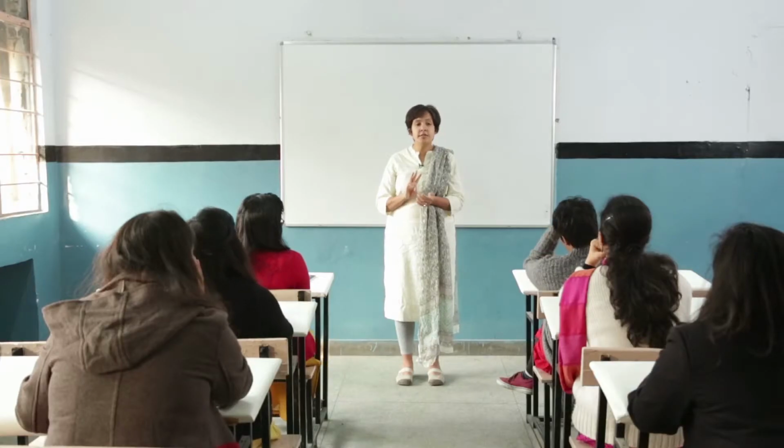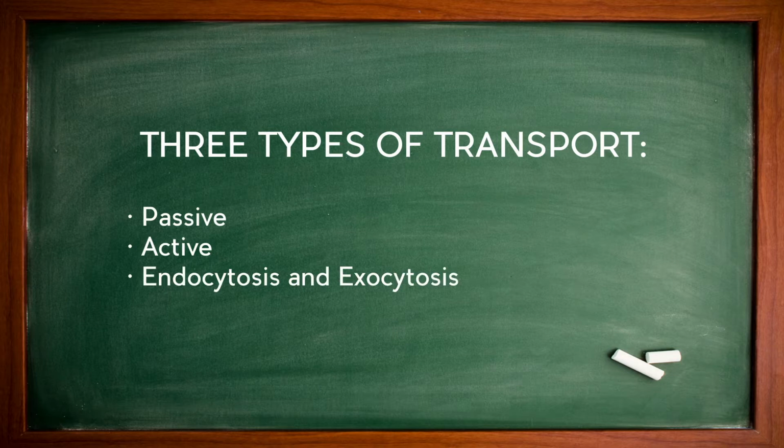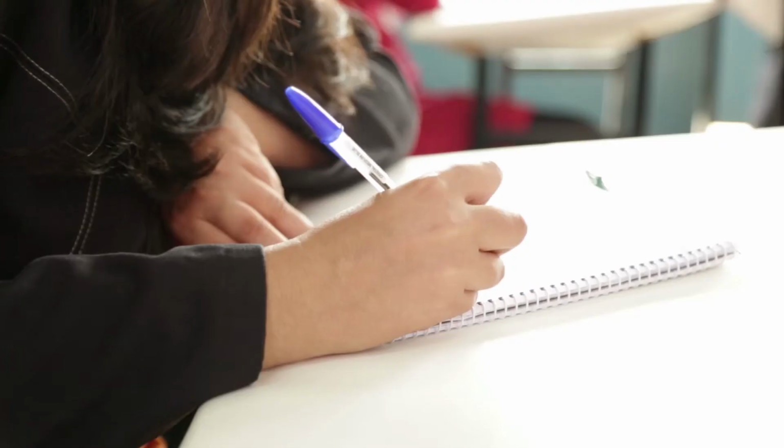We're going to be studying three different types of transport. We're going to look at passive transport, active transport, and then in the next segment we'll look at two types of transport called endo and exocytosis. Let's begin with passive transport.